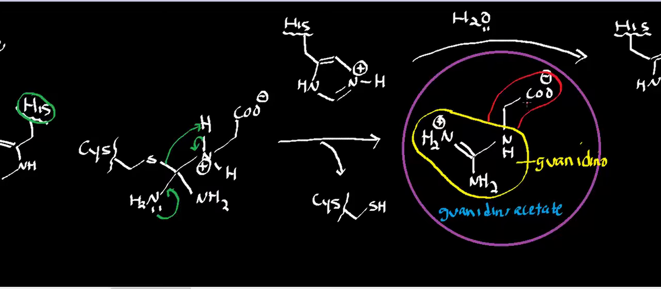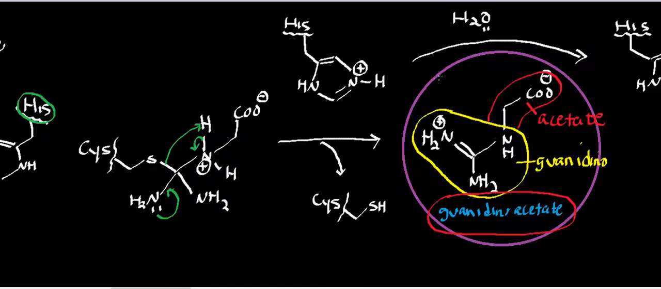Well, what's that functional group? Well, that's called an acetate group. Okay? So the full name of this molecule that we form is called guanidinoacetate. And hopefully that name makes a little bit of sense. It's an acetate group, a 2-carbon carboxylate that's attached to the guanidino group.